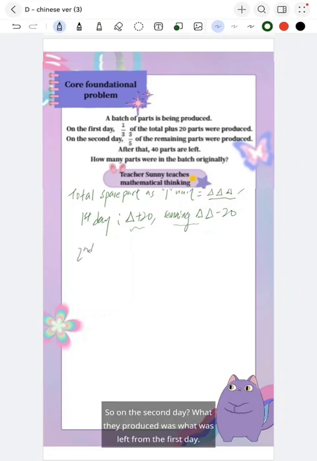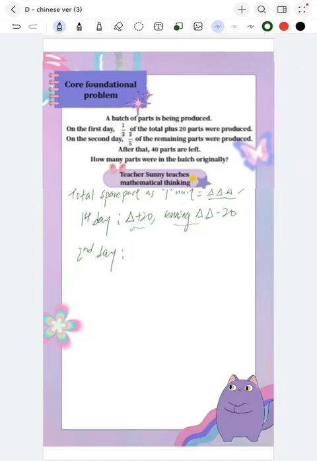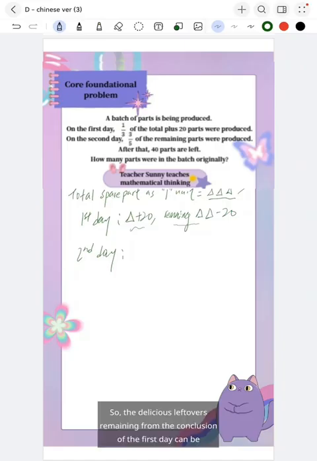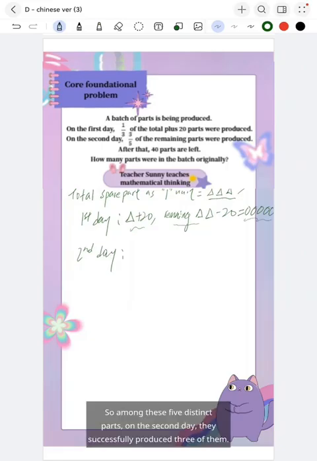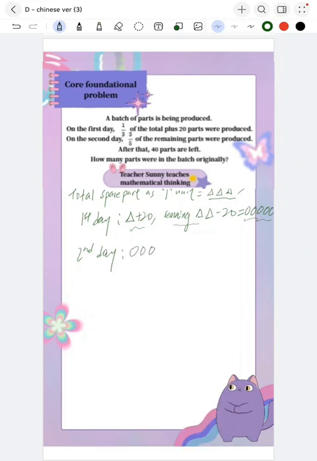So on the second day, what they produced was what was left from the first day. So, the leftovers remaining from the end of the first day can be divided evenly into 5 equal parts once more. In other words, we can split what is left over from the first day into 5 equal sections. So among these 5 parts, on the second day, they produced 3 of them.